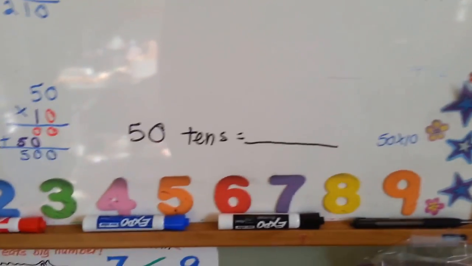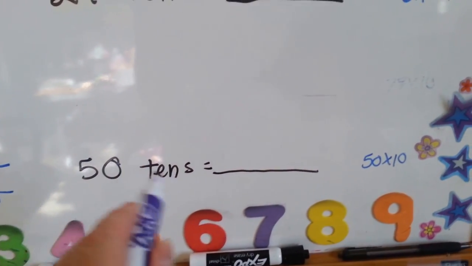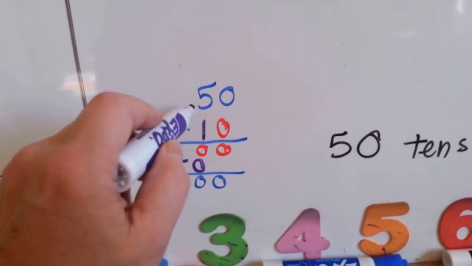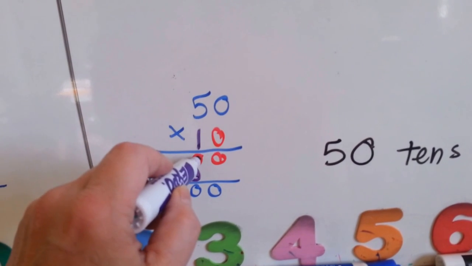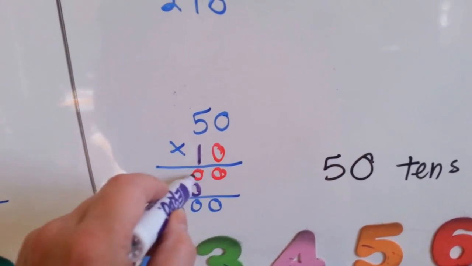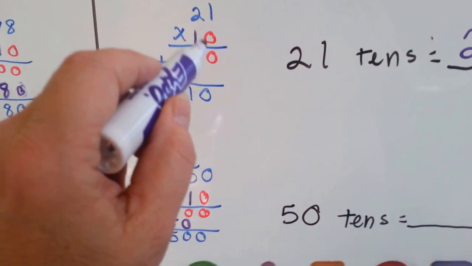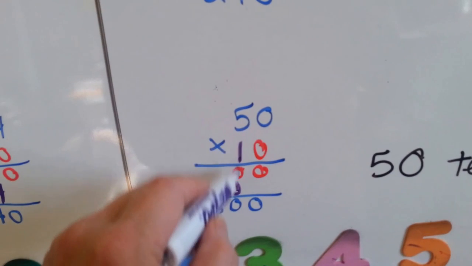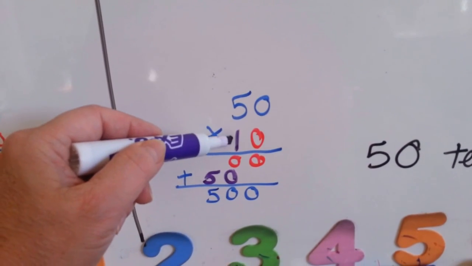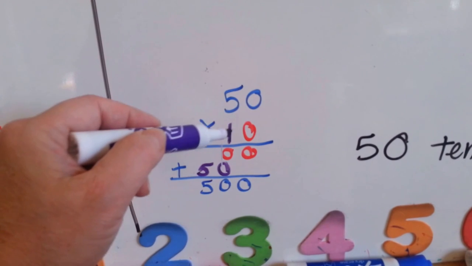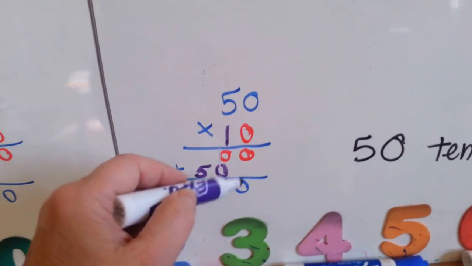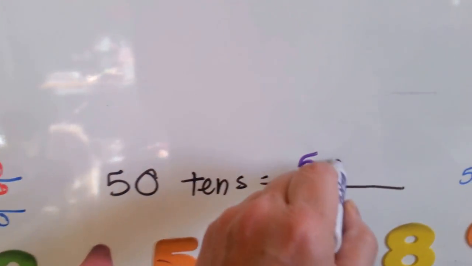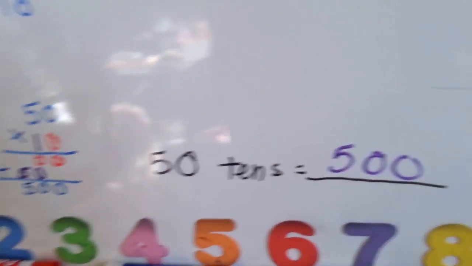Last one. Okay. 50 tens. 50 times 10. 0 times 0 is 0. 0 times 5 is 0. Do you notice that these are always 0? Because we're multiplying by 0 in that spot. All these red zeros. Do you notice that? Okay. So now, because we're multiplying in the 10 space, we're going to move to the tens column. 1 times 0 is 0. 1 times 5 is 5. And now we're going to add them. 0 and 5. So 50 tens is equal to 500.